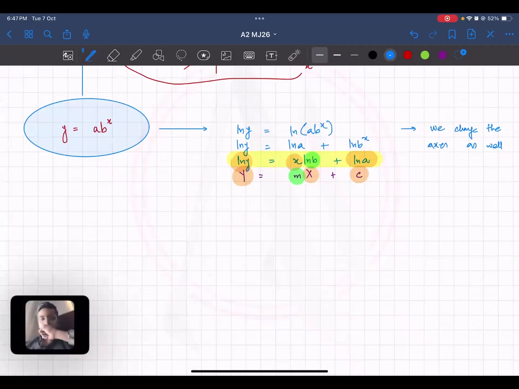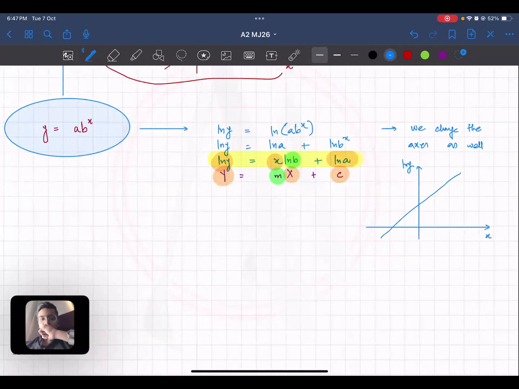We would change the axes like this. On your y-axis, after comparison, your y has now become ln y. So on your y-axis it would not be y, it would be ln y. And your x is still x, so on your x-axis it will be x. Now if you draw and sketch the points, the y-intercept would be ln a. Now it becomes a straight line, because on the y-axis you have ln y, on the x-axis you have x. So the gradient will be ln b, and the y-intercept will be ln a.